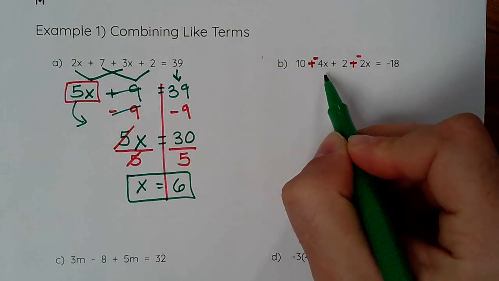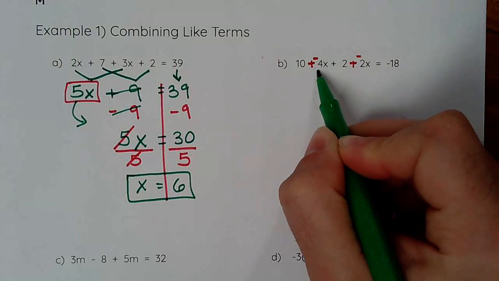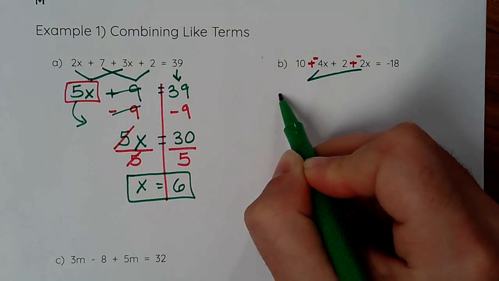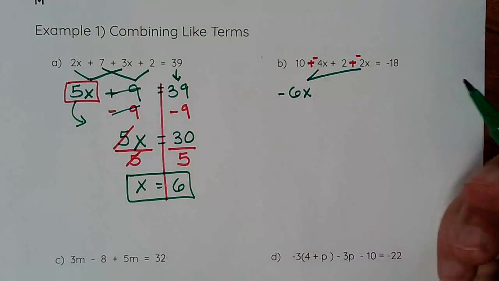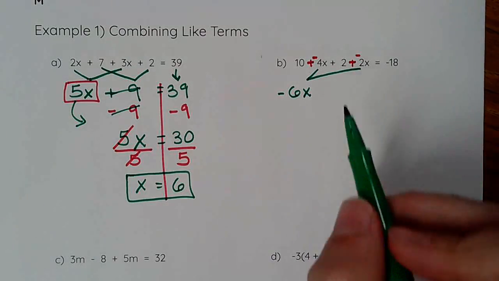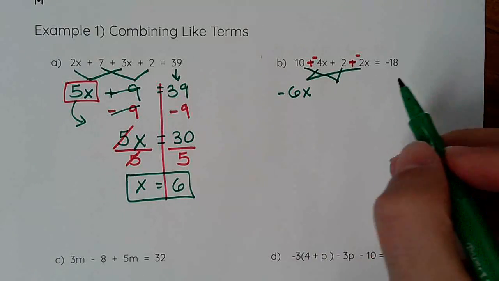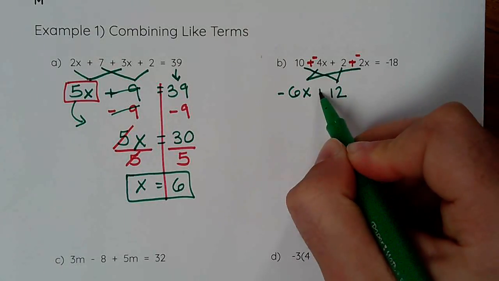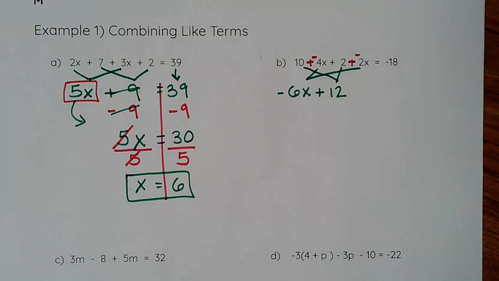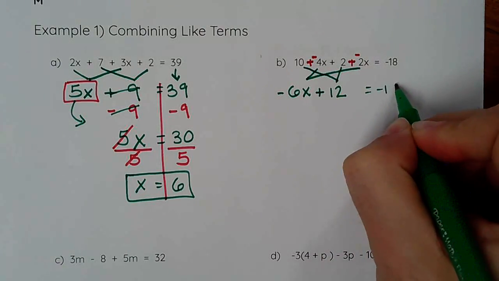Negative 4x and negative 2x are going to combine to give me negative 6x. Then I have a 10 and a 2, which are also like terms. So 10 and 2 combine to make 12, which is a positive 12, so it's going to be plus 12 there, equals negative 18.